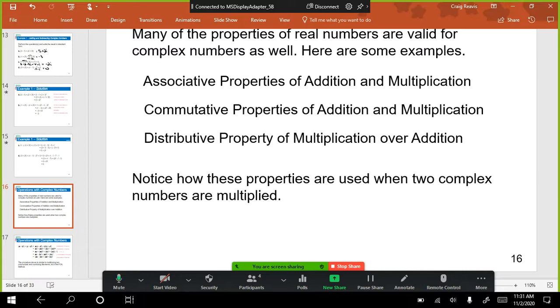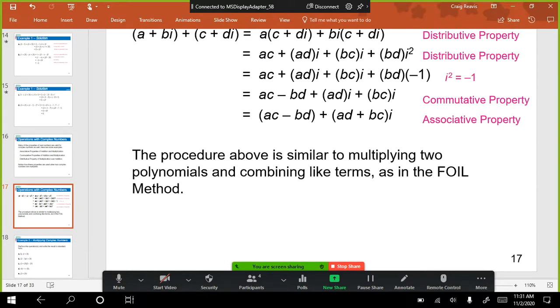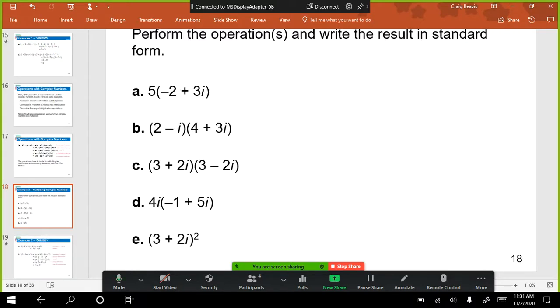Many of the same properties of real numbers are valid for complex numbers. Associative property, it doesn't matter how you group them together before you add them or multiply them. Commutative, the order doesn't matter, and you still have a distributive property. I'm not really going to go through that.